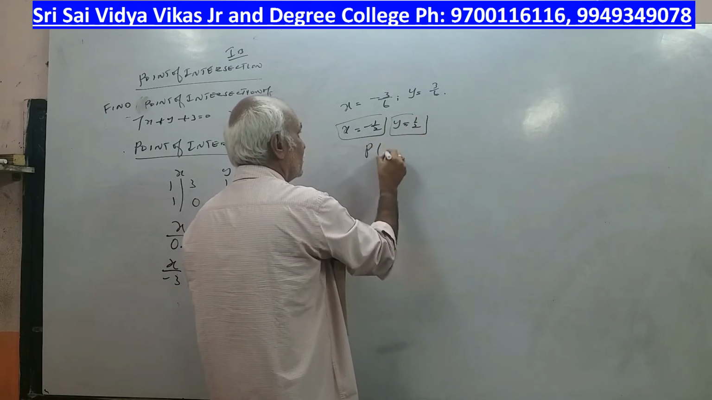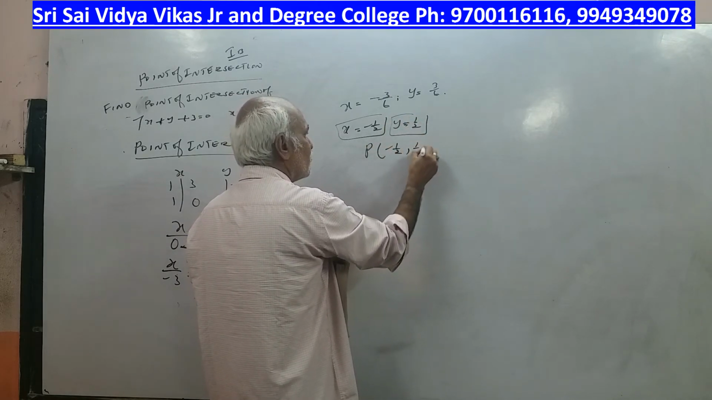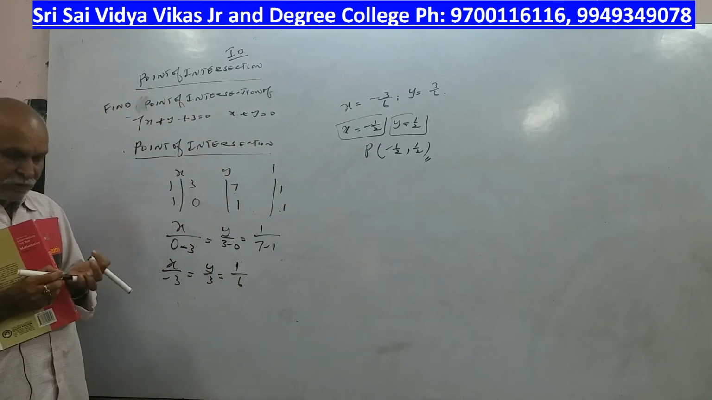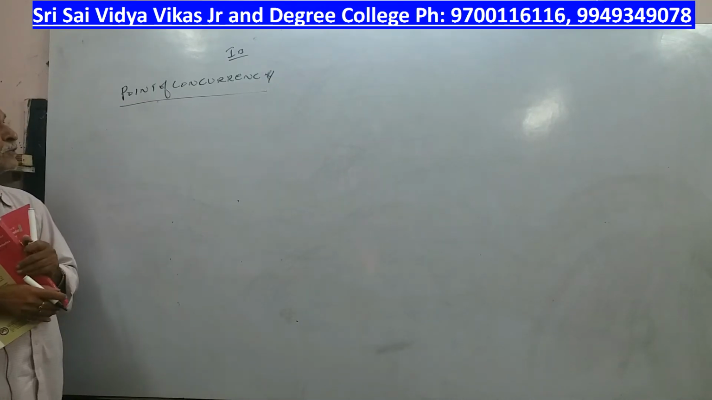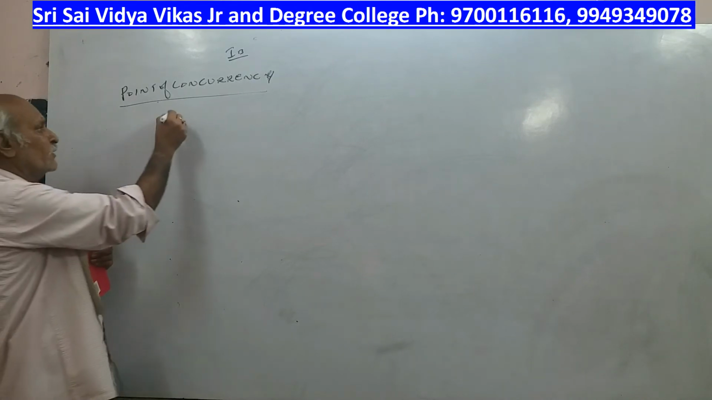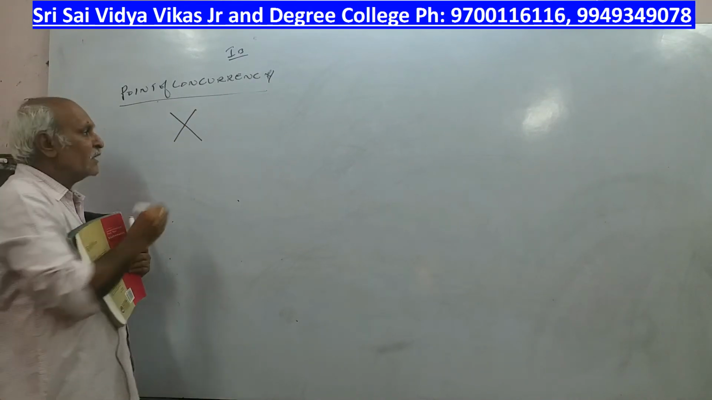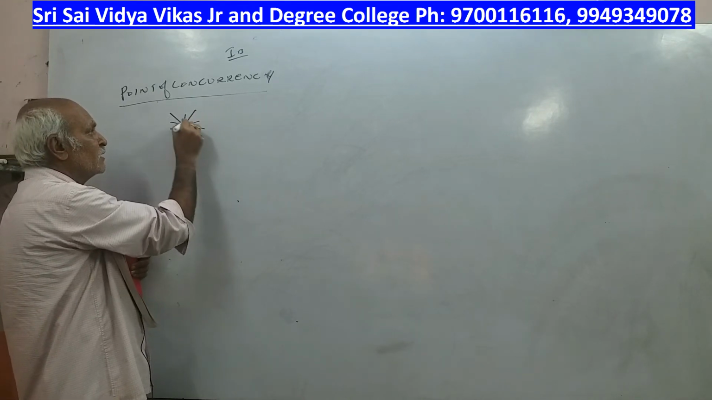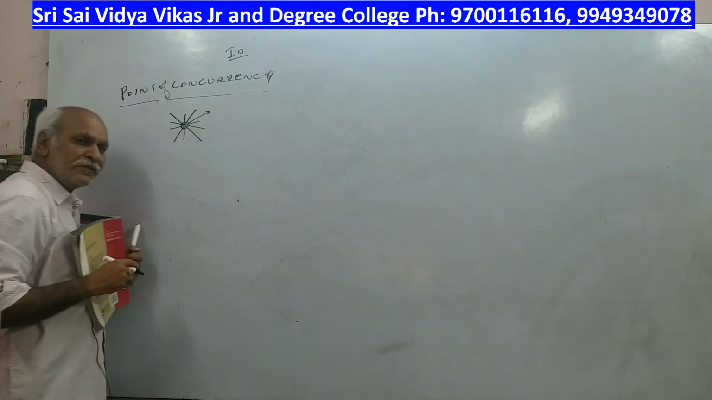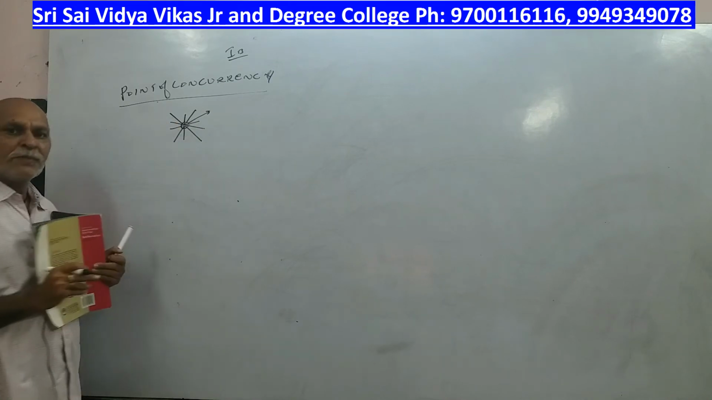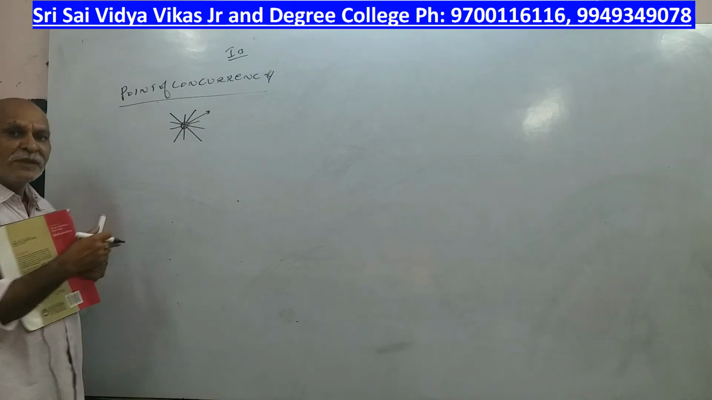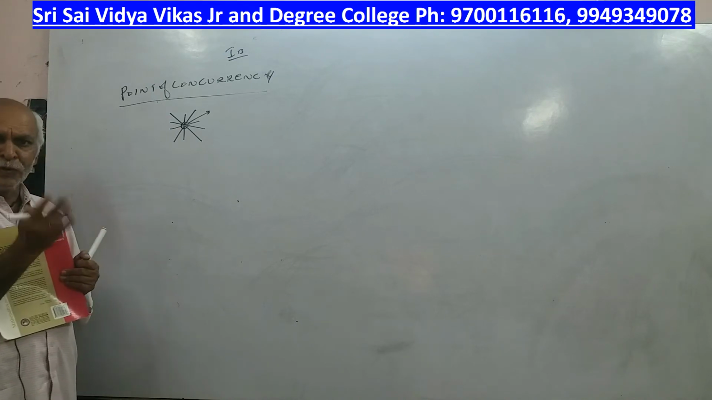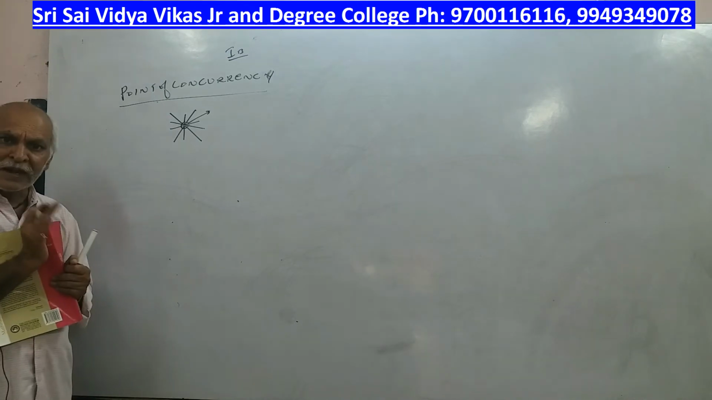So, what is the point? Minus 1 by 2 comma 1 by 2. Okay, right? Just simple verification. Right. Next one is point of concurrency. For example, if two lines are there, this is called point of intersection. If more than two lines are there, this is called point of concurrency. Means so many lines are there, all of them are passing from same point. That is what we say point of concurrency. If two lines are there, it is called point of intersection. If more than two lines are there, it is called point of concurrency.